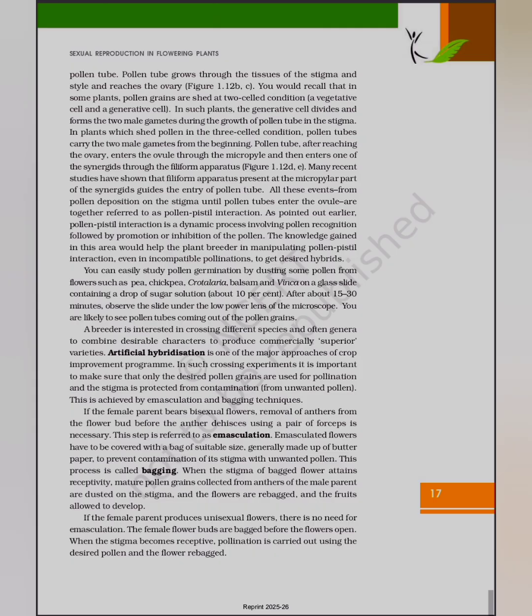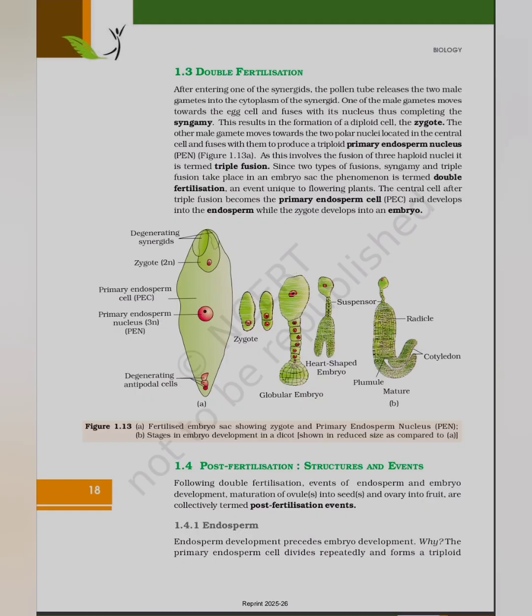When the stigma of the bagged flower attains receptivity, mature pollen grains collected from the anthers of the male parent are dusted on the stigma, and the flowers are rebagged and the fruit allowed to develop. If the female parent produces unisexual flowers, there is no need for emasculation. The female flower buds are bagged before the flowers open. When the stigma becomes receptive, pollination is carried out using the desired pollen and the flower is rebagged.